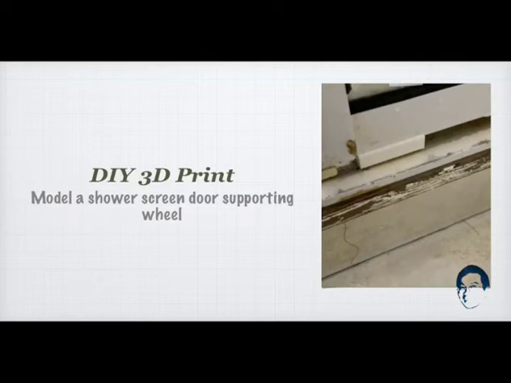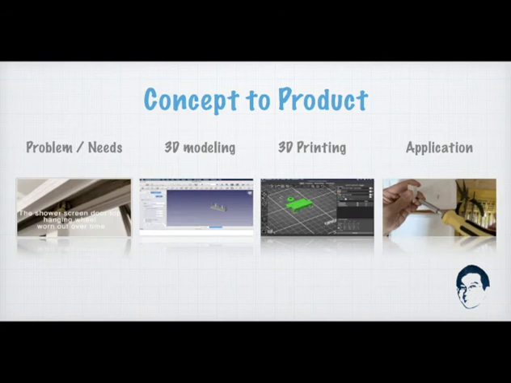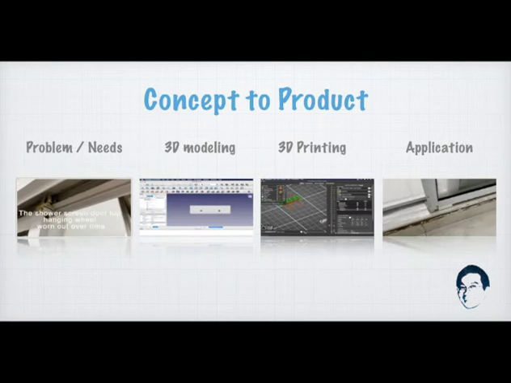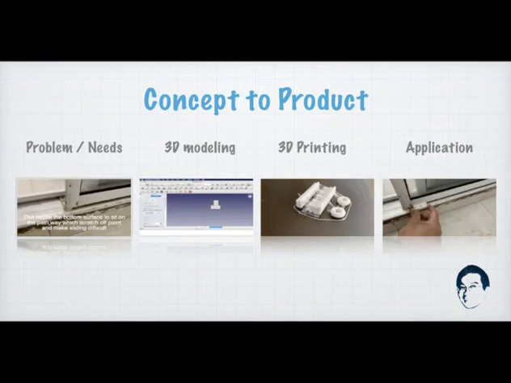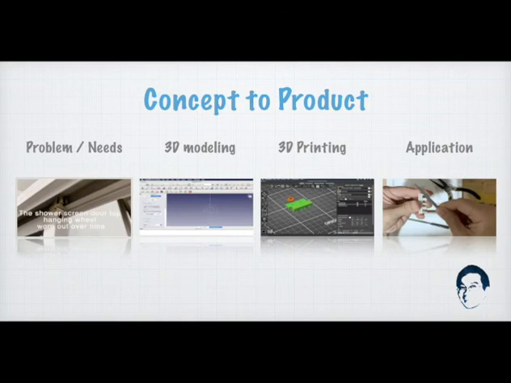In this video, I'm going to touch on how to model a shower screen door supporting wheel to restore the door sliding function. Most shower sliding doors usually use a rolling wheel on the top rail holding on to the sliding door. Over time, the rolling wheel wears out due to usage and causes the sliding door to sit onto the sliding path below. This creates friction between the door and the path, which requires a lot of effort to slide the door during operation. Instead of replacing the door, as it is difficult to find the replacement wheel, I would like to model a supporting wheel to lift the door up by 1 to 2 mm with FreeCAD software and print the supporting wheel with a 3D printer.